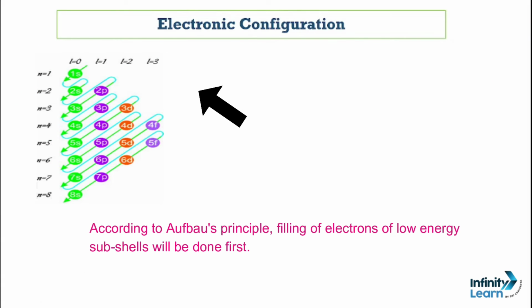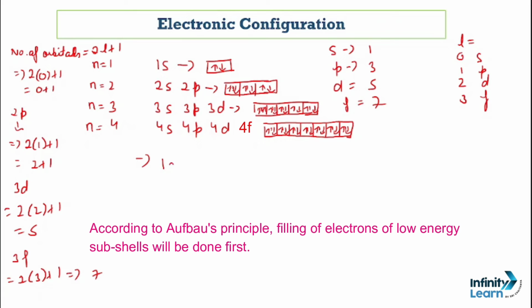According to Aufbau's principle, the subshell whose energy is low will be filled with electrons first. So by this we can write 1s2 first, then 2s2, and after it 2p. In case of p we have a maximum number of electrons as 6. Then after p we will have 3s2, then 3p6, then 4s2. So we have written this electronic configuration according to Aufbau's principle.